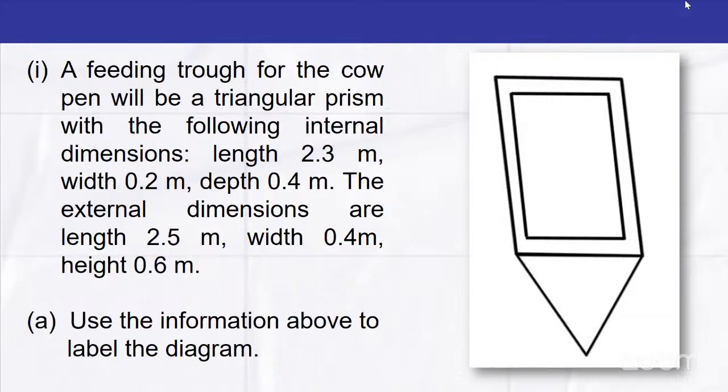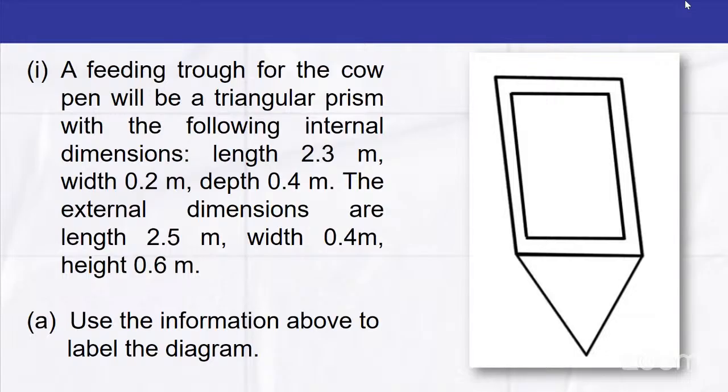All right, so going back to that part of the question, a feeding trough for the cow pen will be a triangular prism with the following internal dimensions: length 2.3 meters, width 0.2 meters, depth 0.4 meters. The external dimensions are length 2.5 meters, width 0.4 meters, and height 0.6 meters. Now we're asked to use the information to label the diagram that we're given.